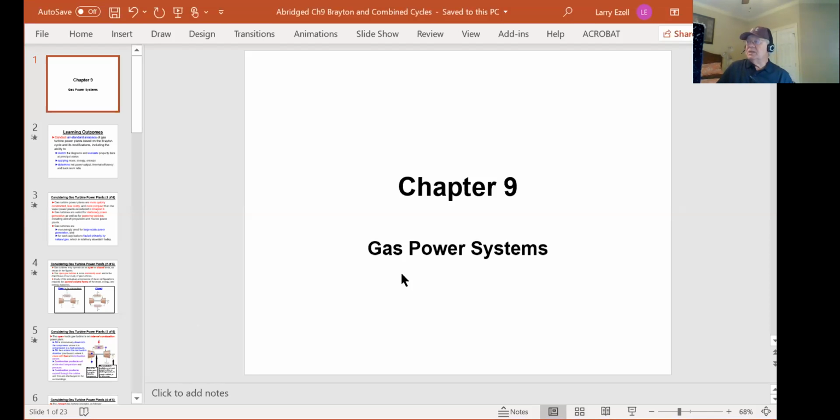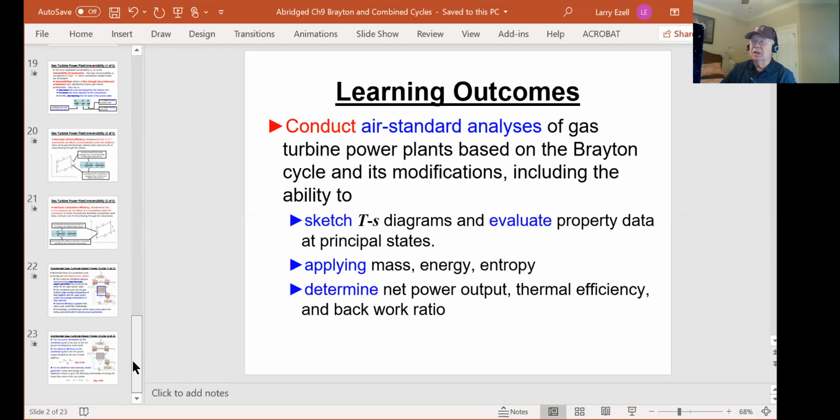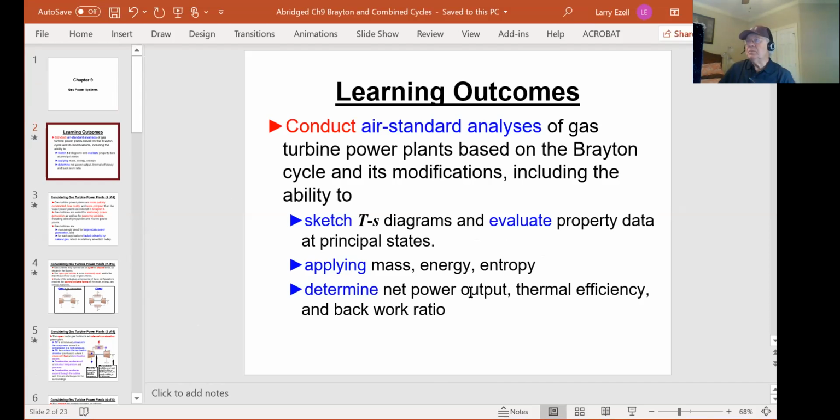All right. Gas power systems. I call them gas turbine systems, gas powered systems. And there are not as many slides here. There are 23. I've pared them down pretty well.